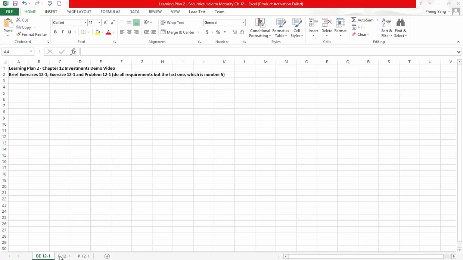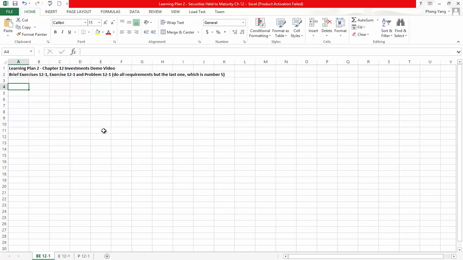What I'll do is I have three different tabs down here. This tab will be for brief exercise 12-1. This will be for exercise 12-1, and this tab will be for problem 12-1. So I will post this in the video as well in the notes. So you'll get a chance to print it out if you need to help you along with the assigned homework or practice homework. However you want to utilize it, it's really up to you.